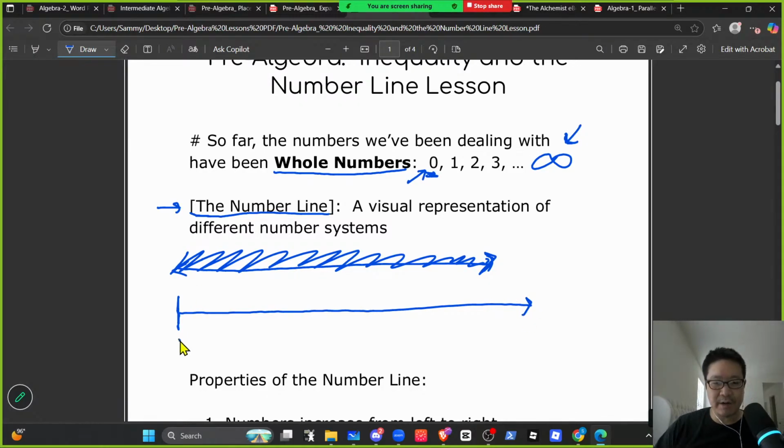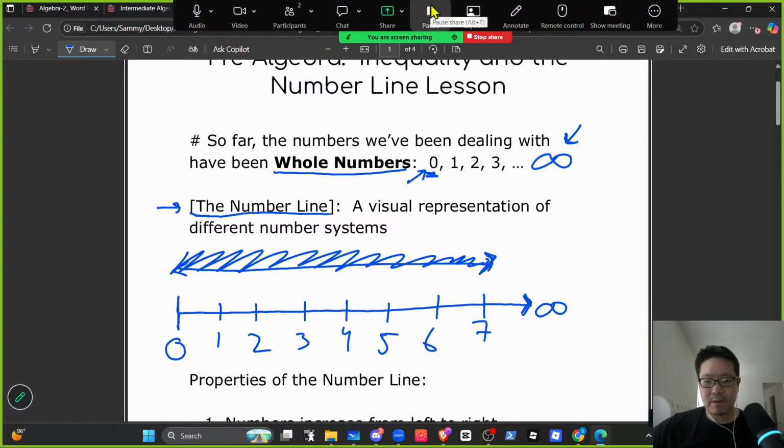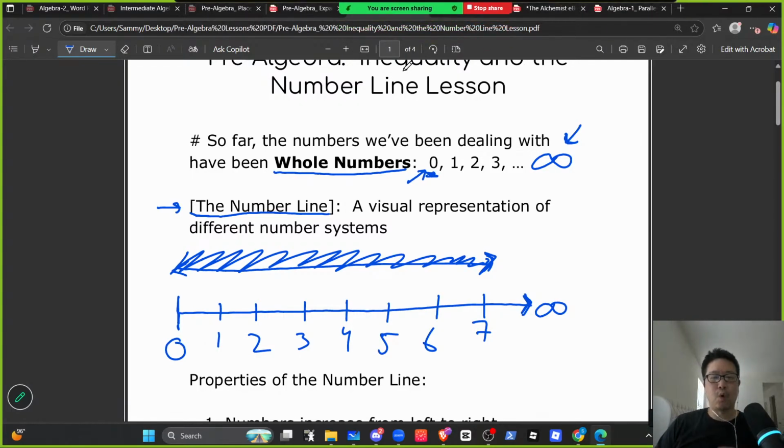It starts here at 0, and I would do increments of 1. Just keep adding 1 to get the next one. So I have 1. If I add 1 to that, I get 2. I get 3, 4, 5, 6, and 7. And this arrow tells me that these numbers go on forever to infinity. So that's what the number line is for whole numbers.